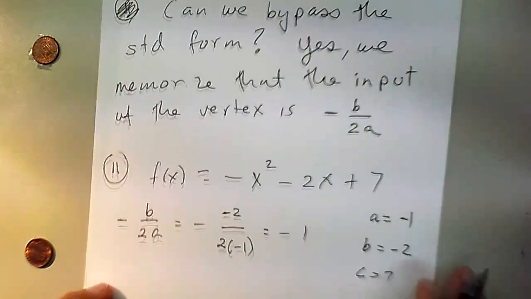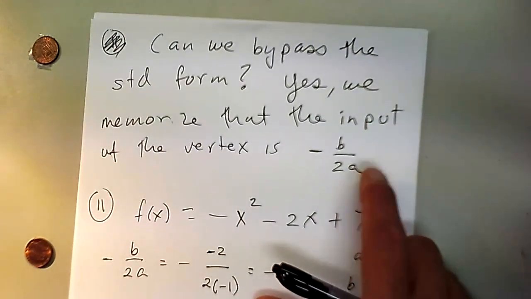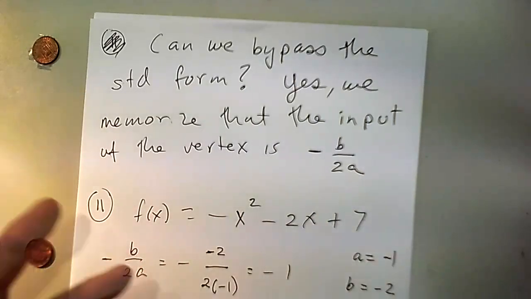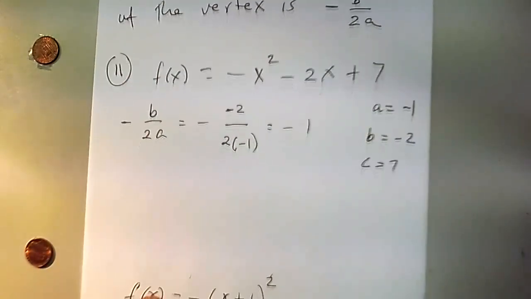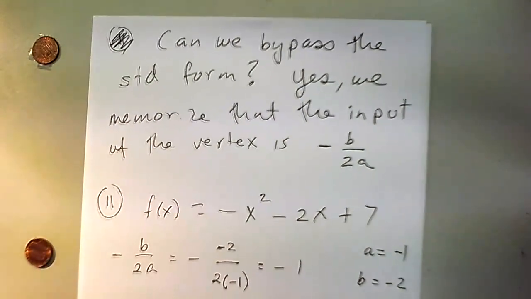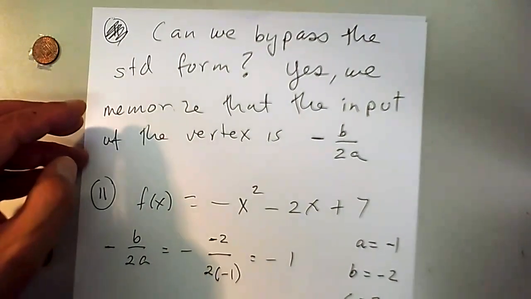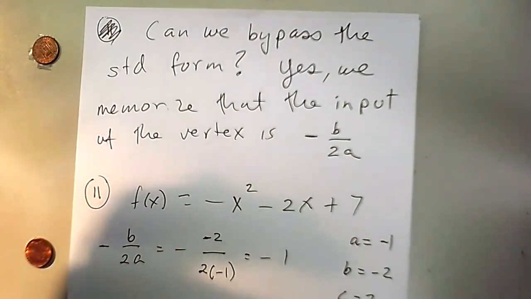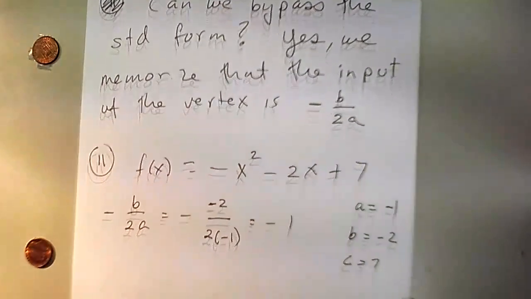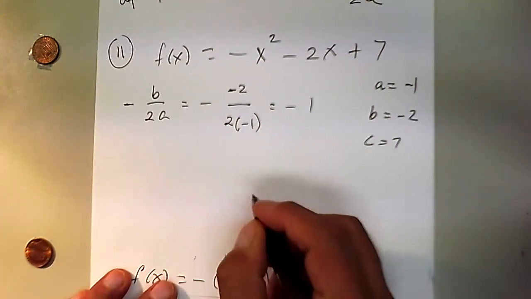So oftentimes I don't use this. I just go through the process of completing the square. But if you want to, you can use that. If we're not asking necessarily for the standard form, and you just want to know where the vertex is, well, that's the starting point, because you only get the input. You still have to figure out the output.